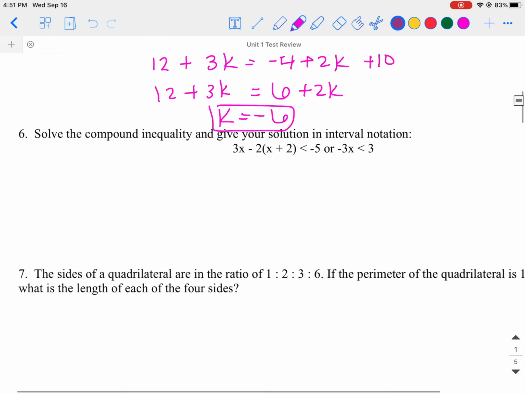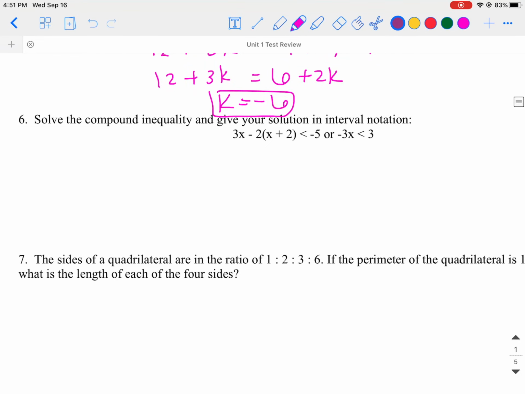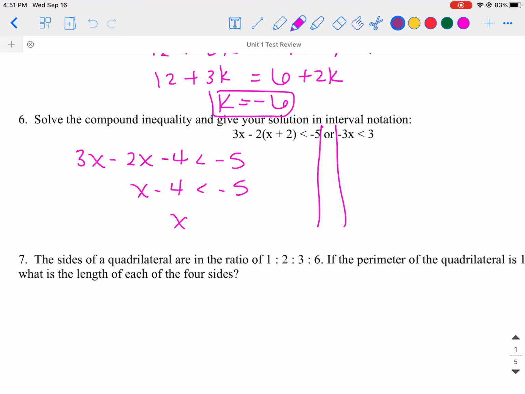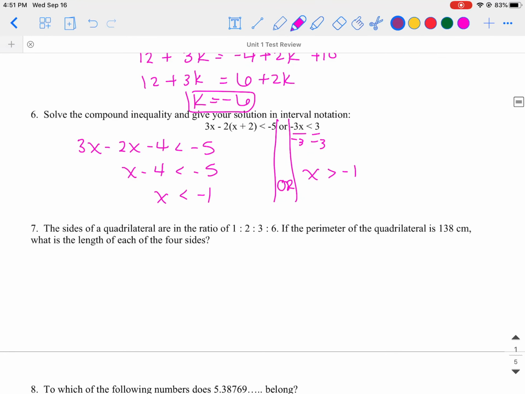Here we have a compound inequality. Write our answer in interval notation. So we've got two inequalities here, and it's OR. So the first one, we would have 3x minus 2x minus 4 is less than negative 5. So x minus 4 is less than negative 5. So x would be less than negative 1. Or we have divide by that negative 3 right there. And when we divide by a negative, we have to remember to flip our inequality, so x would be greater than negative 1.